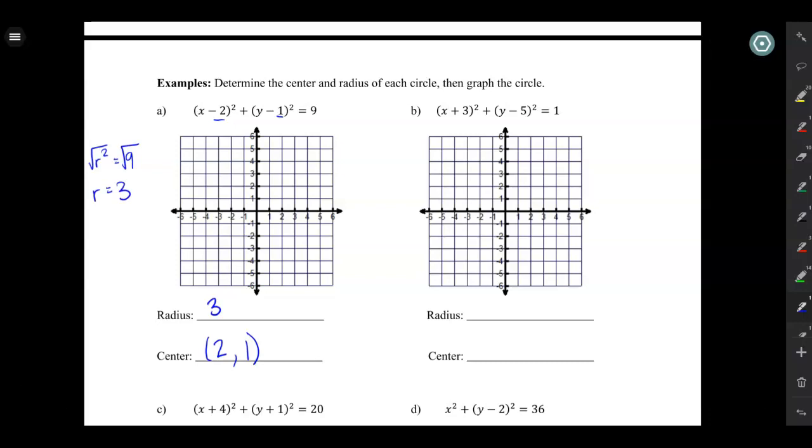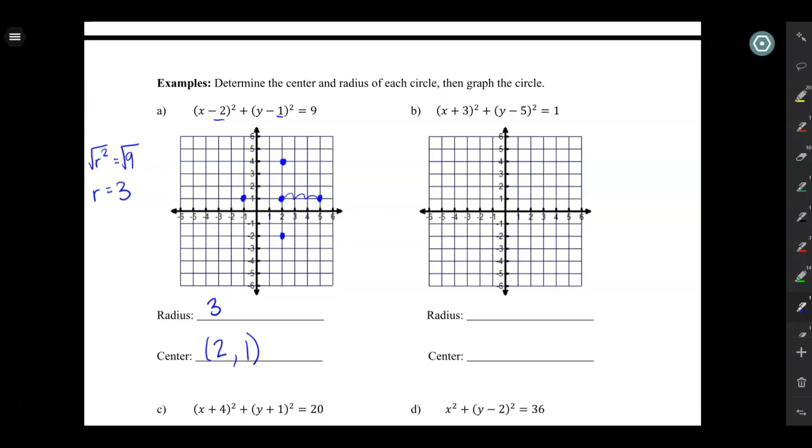So now let's go ahead and plot these points. First thing I'm going to do is plot the center, so (2, 1). And then I'm going to go out 3 in every direction. So this is important that you start at the center and go out 3. So I'm going to go 1, 2, 3, have a point there. 3 in the other direction lands me over here. If I go 3 up, it's going to land me clear up here, and then 3 down right here.